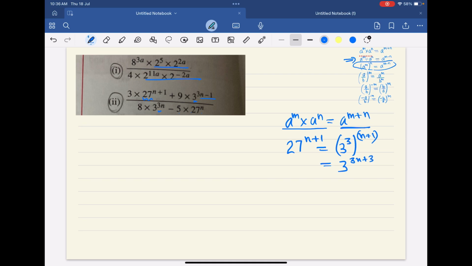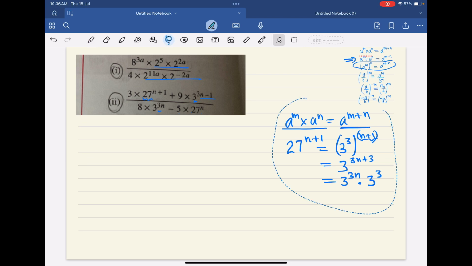That's a very important step. Most of the students make a mistake. They forget to multiply 3 with both the things. N and 1 both are to be multiplied. Now 3n plus 3 can be written as 3 to the power 3n into 3 to the power 3. So that is how we are going to write 27 to the power n plus 1 in this particular question.